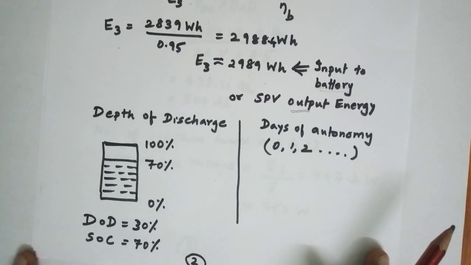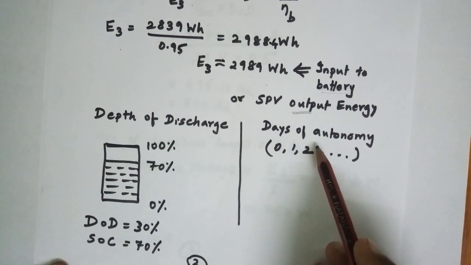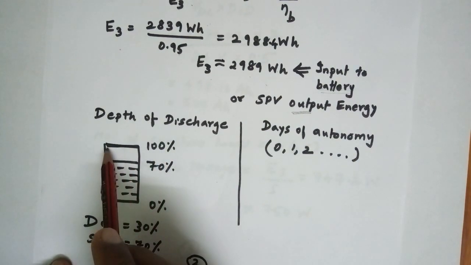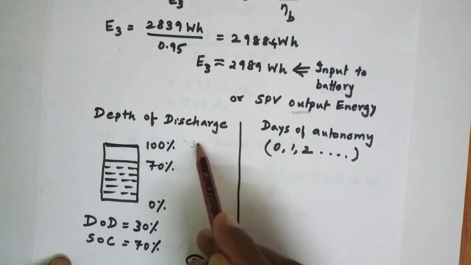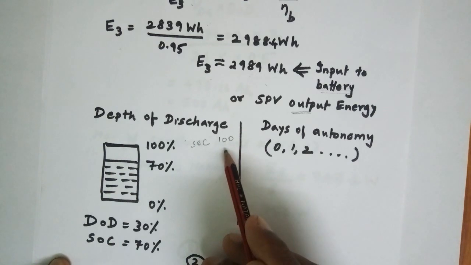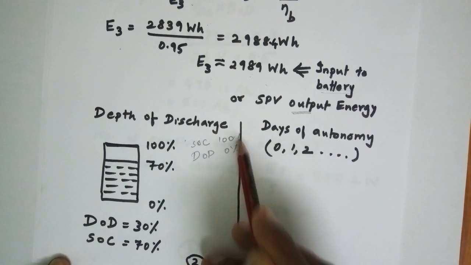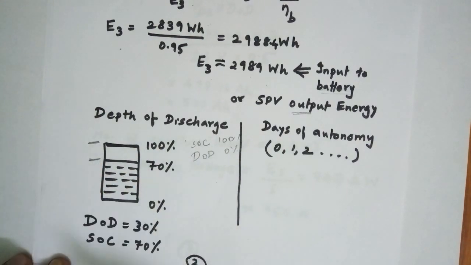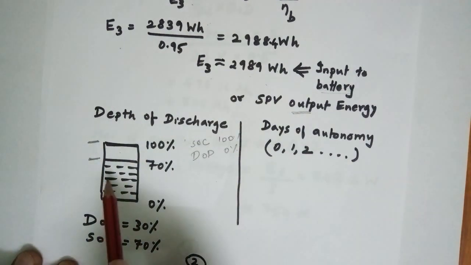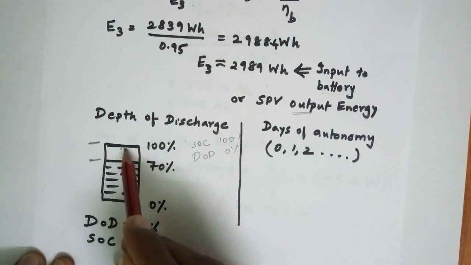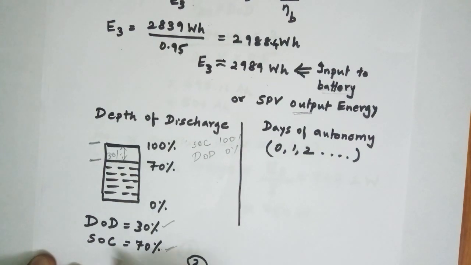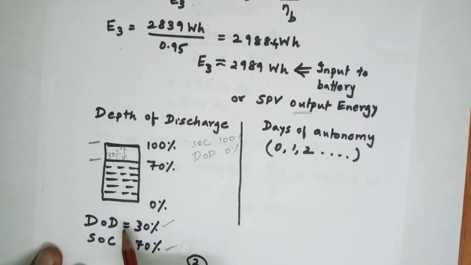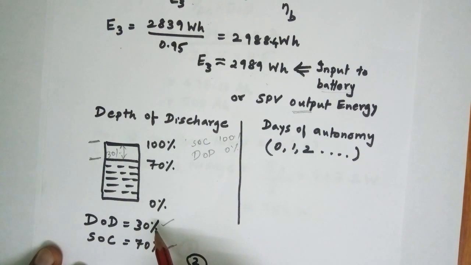For the battery, you have to consider the following two terms. One is the depth of discharge and the next is the days of autonomy. Assume you are having a 100% charge. So at 100% charge means you are having a 100% state of charge. So nothing has been discharged. So the depth of discharge is 0% at this point. Now your battery charge is 70%. So 70% means 30% has been discharged. So 30% has been discharged and the state of charge is 70%. So state of charge indicates how much charge is present, and the depth of discharge indicates how much charge has been discharged.